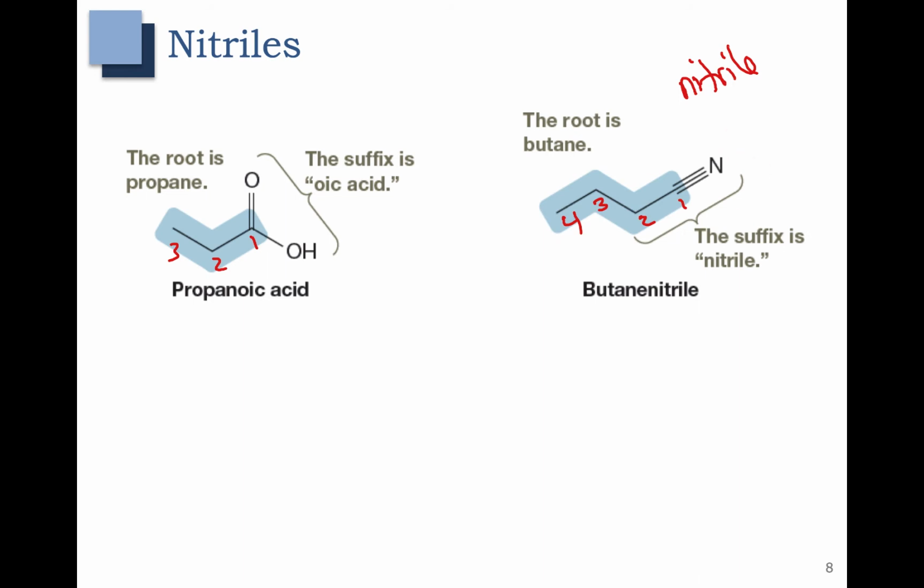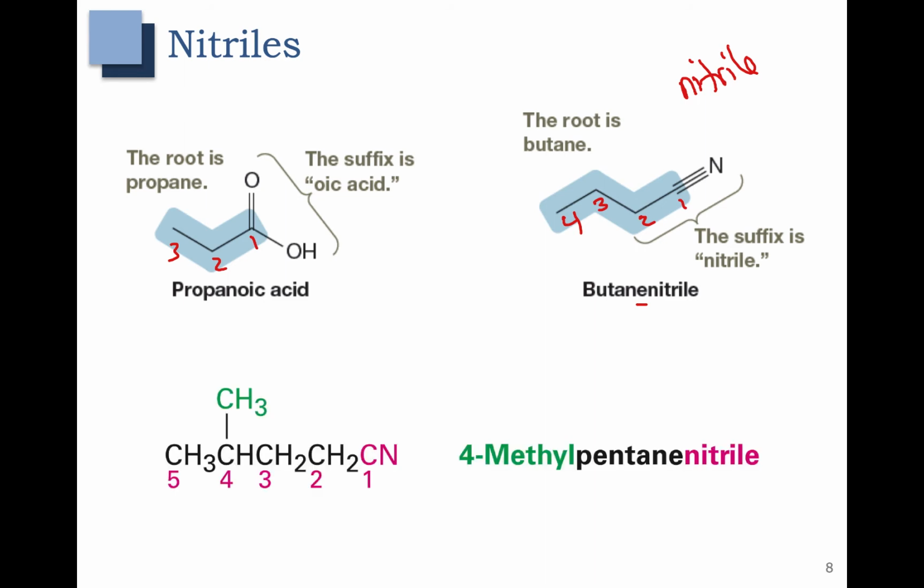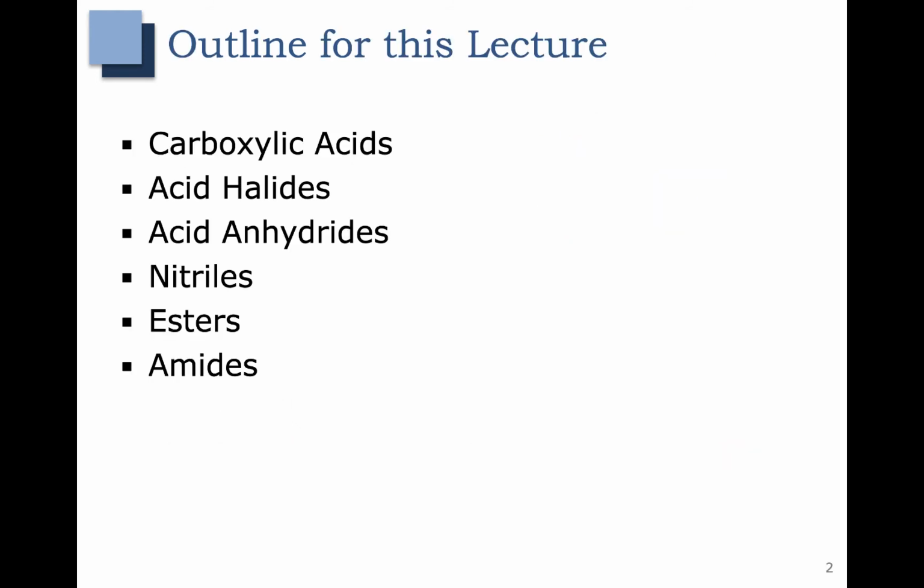In this case, we have a 4-carbon chain, so it becomes a butanenitrile. It's also important to recognize that we have to use that E before the suffix. Here's another example here. We have 5 carbons in the parent chain, so it becomes a pentanenitrile, and we have a methyl group at position 4. And finally, let's talk about esters and amides.